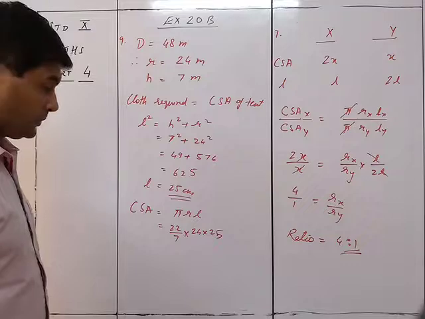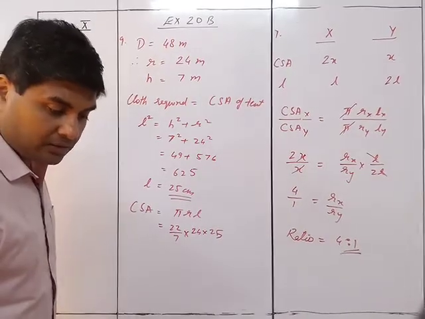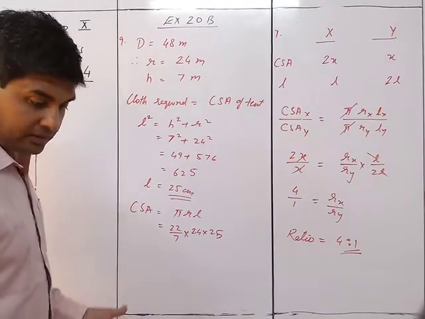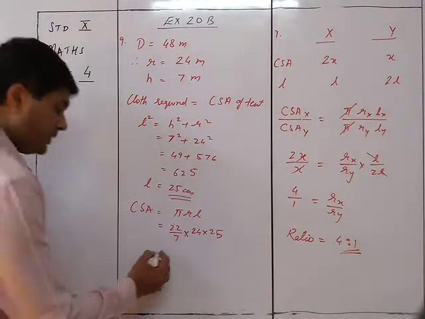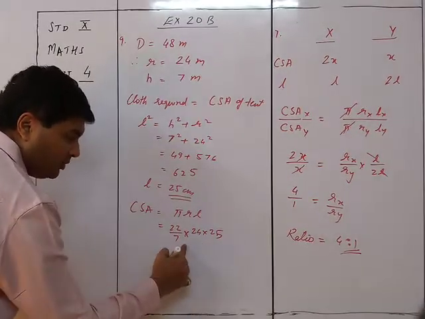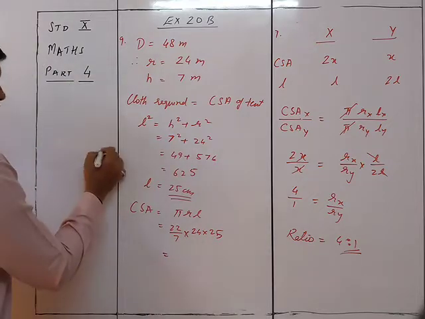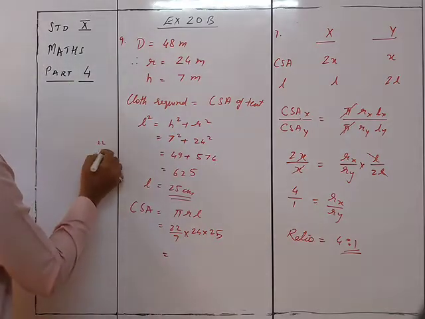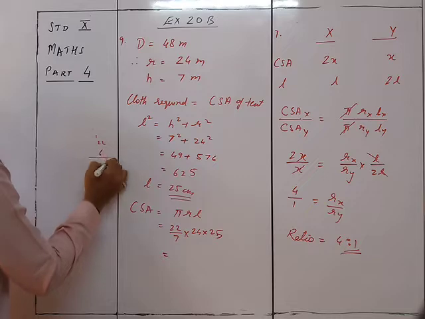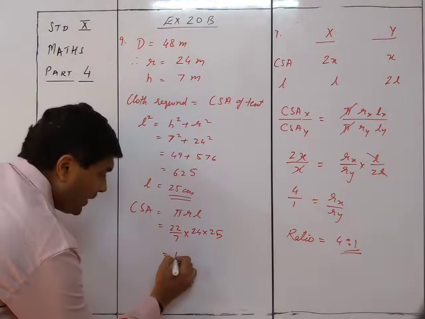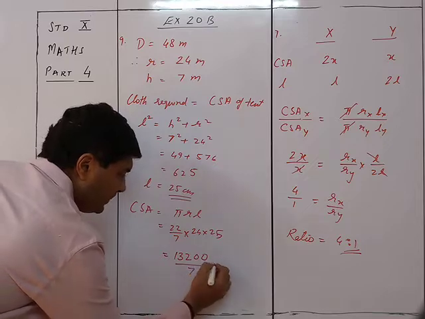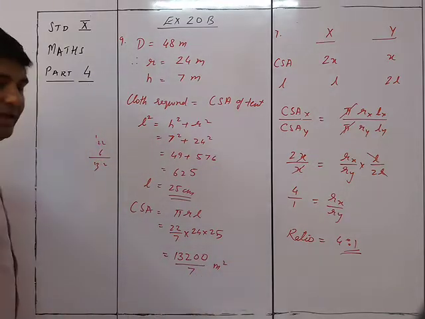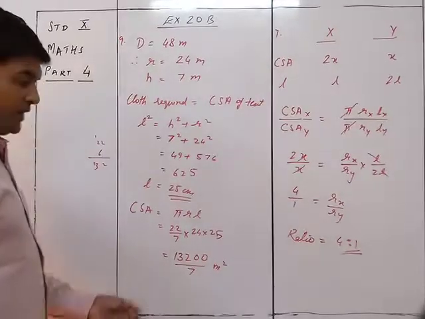Got it? They have told us that, yeah, so that is it. This is the CSA. So the CSA over here will be equal to 600 into 22. So 22 into 6. So 6 2s are 12, 6 2s are 12, 13, 132. So 13200 upon 7 meter square is the area of the cloth required.